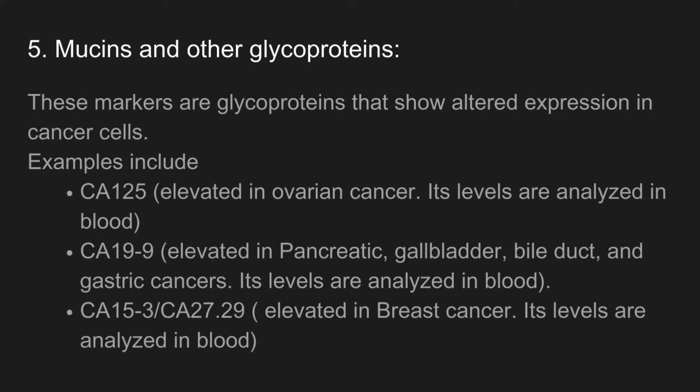CA19-9 is elevated in pancreatic, gallbladder, bile duct, and gastric cancers. Its levels are analyzed in blood. CA15-3 and CA27.29 are elevated in breast cancer. Their levels are analyzed in blood.